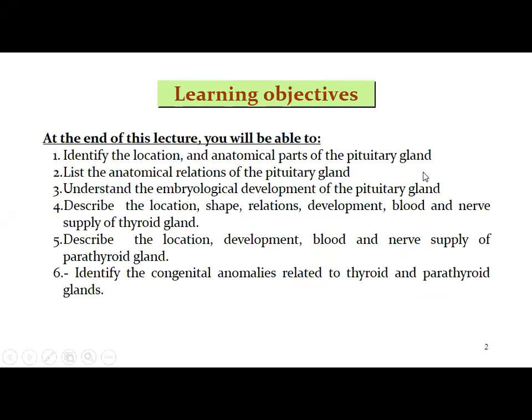So these are the objectives. We should know the location as well as the parts of the pituitary gland, as well as its relations, as well as the embryological development. Then also the location, shape, relation, blood supply, and the nerve supply of the thyroid gland, as well as the parathyroid gland, as well as their development, as well as congenital anomalies. All these we'll study in this lecture.